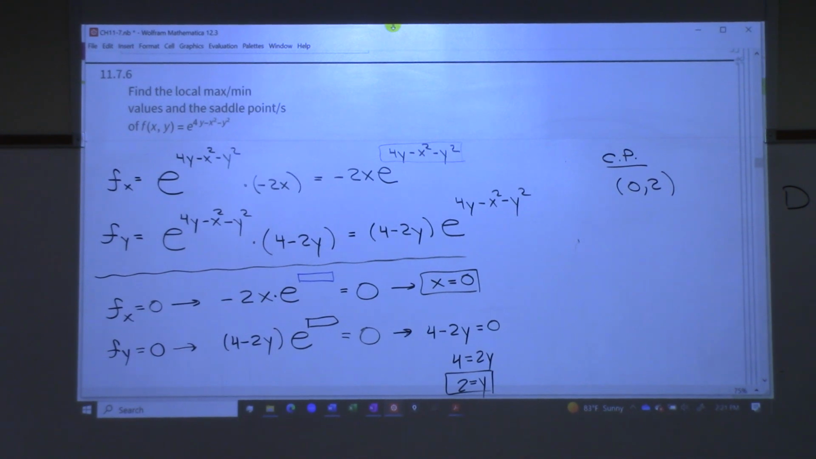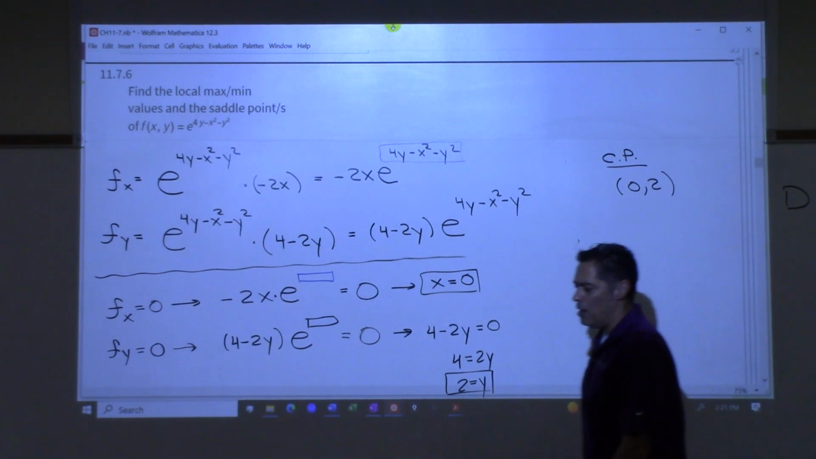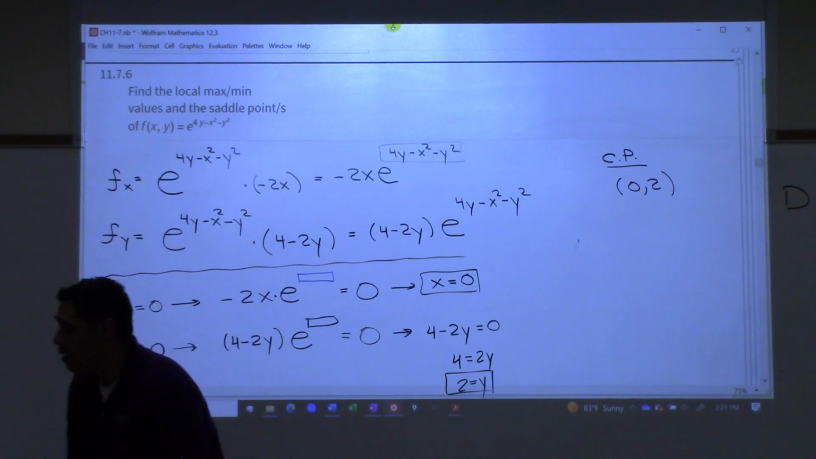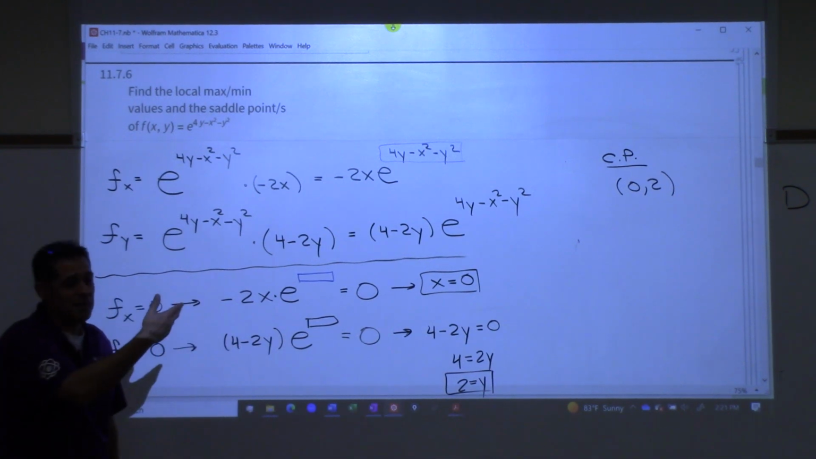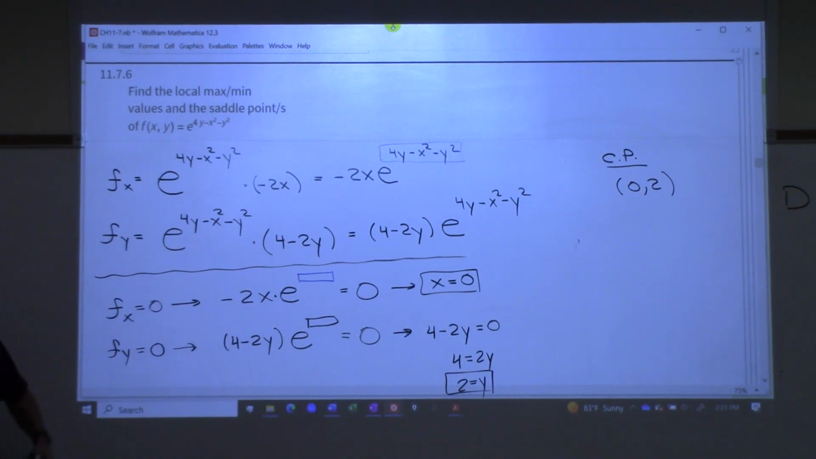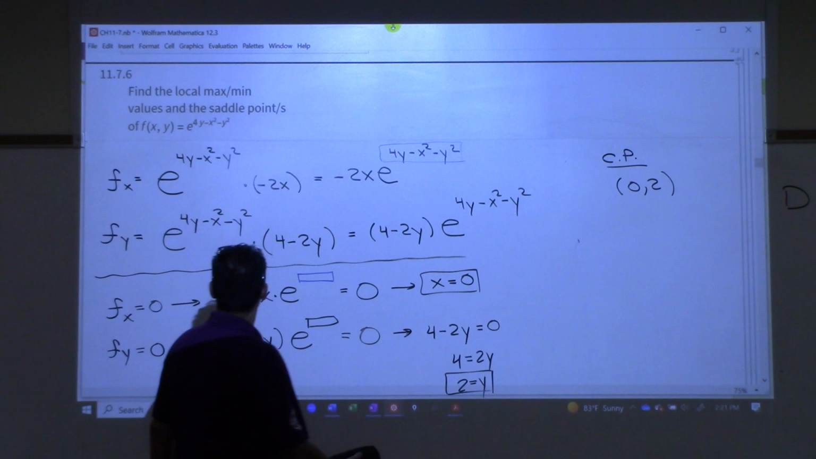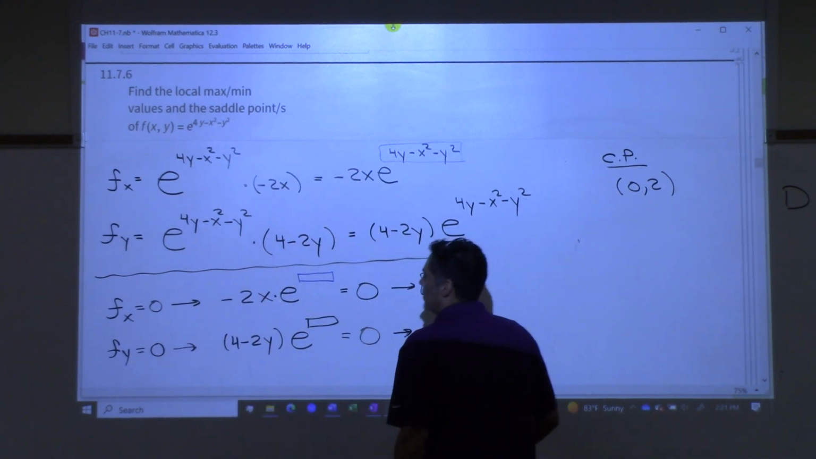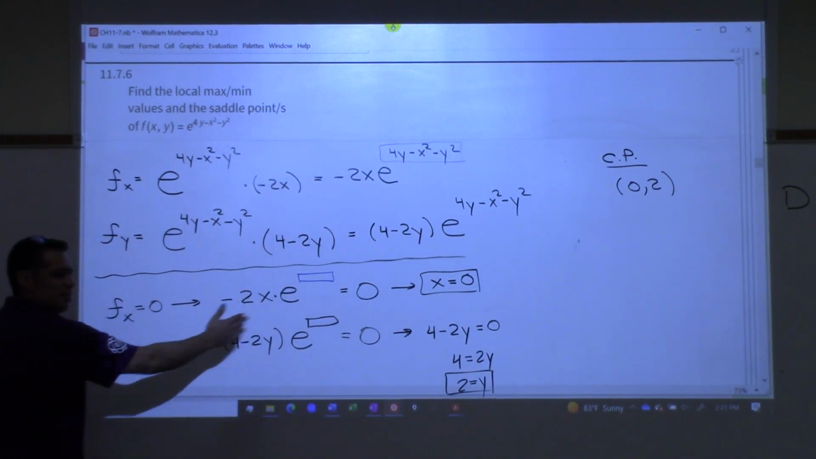But now I need the second partials, which I paused on because I was hoping maybe this would come out, there'd be no solution or something. I'm going to have to do the second partials. There's no way around it. So if you're okay, I'm going to erase this on the bottom.